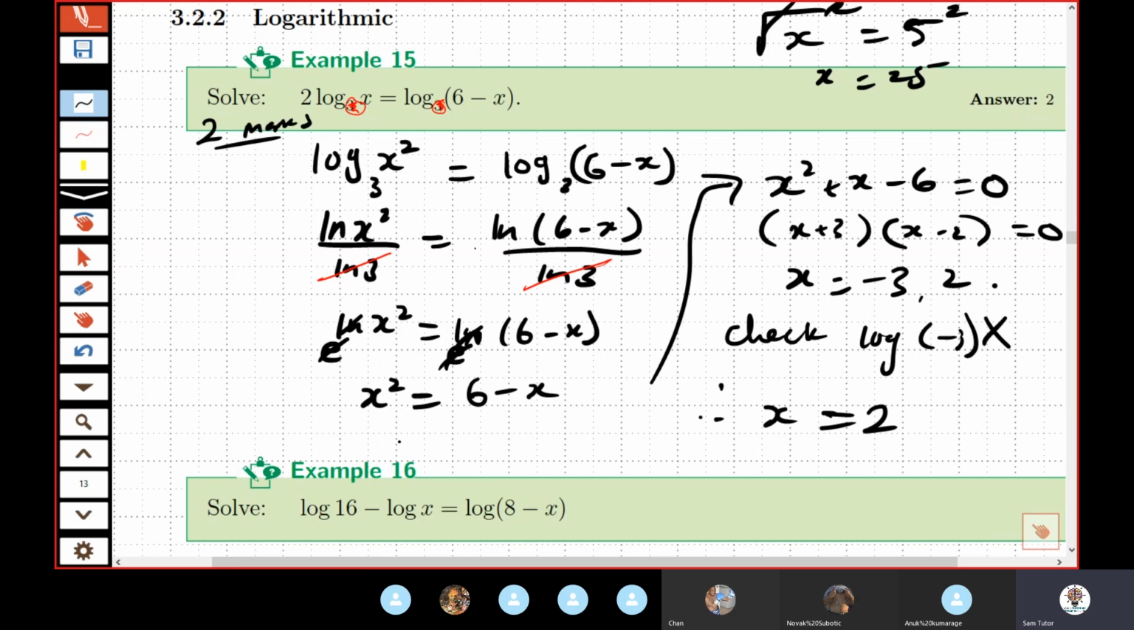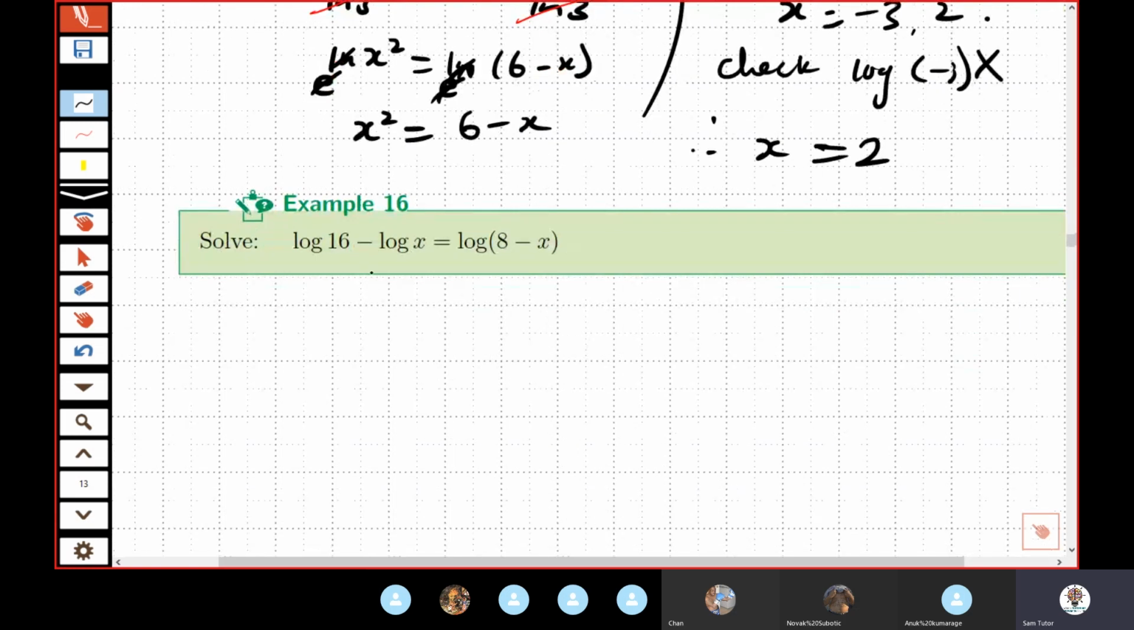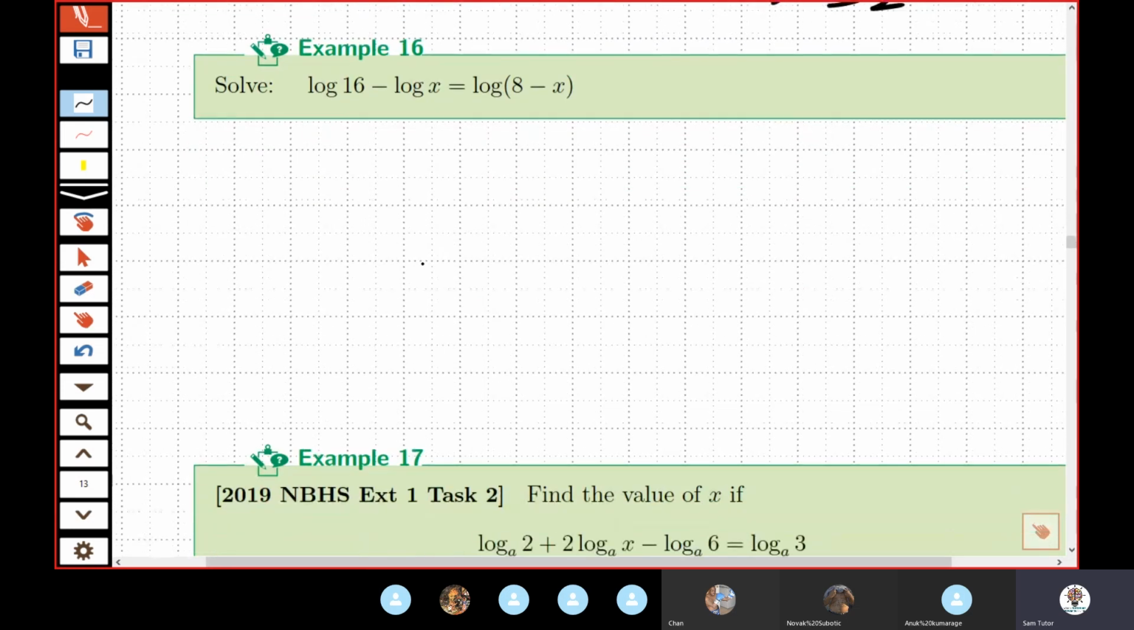All right. Any questions? Any lines anyone's confused about? We did extra lines that we don't really need to, just because it's the beginning. I thought we'll do a few extra lines. But there's no questions. Let's try this one. Again, who wants to try this? Maybe one of the girls. Log 16 take away log x equals log 8 take away x. I'll walk you through it. Just come on.